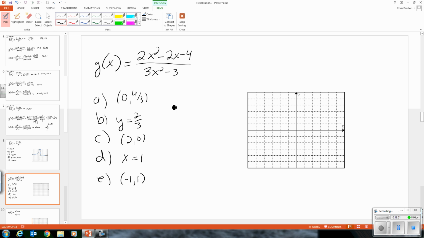So this is 1 1/3, so 0, 1 1/3, somewhere around there. Y equals 2/3, so some kind of height like this. And I think this one's going to end up being one of the easier ones we're going to graph. 2, 0 is my x-intercept. X equals 1, that's my vertical asymptote. And then we have this point of discontinuity at -1, 1. What that's telling me is I have an open circle there that I approach, but I don't actually touch.